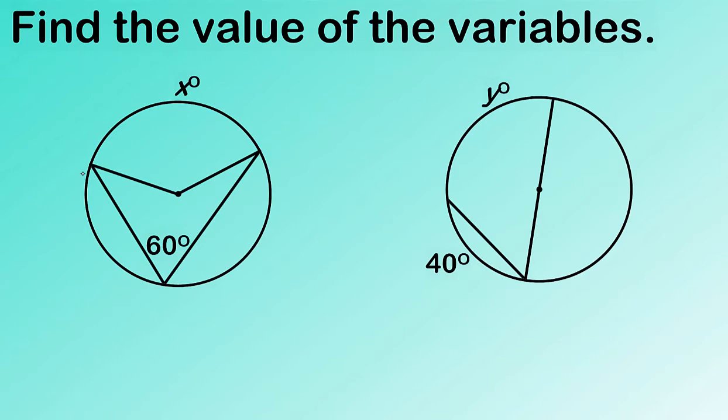If I look at the next example, they give me a central angle and an inscribed angle, but only one of them is labeled, and that is the inscribed angle. So I'm going to ignore that the central angle is even there. I know that my inscribed angle is 60, and I have to double that to get x. So x would be equal to 2 times 60, or 120.